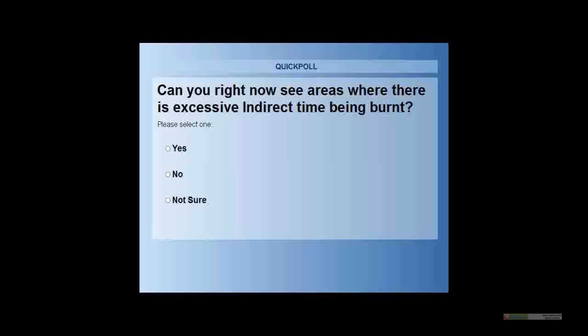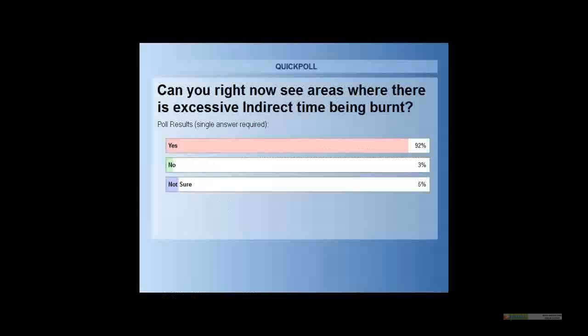All right, looks like we have about 70% of the vote in. We'll give them a few more seconds. Let everybody finish giving their responses. Okay, let's close this and share the results. So, I guess this is good news, but it looks like 92%, Joel, of our attendees today said yes, they can right now see areas of excessive indirect time, and then 3% said no, and 5% weren't sure. Okay, great. So over 90% found some opportunities. Back to you.